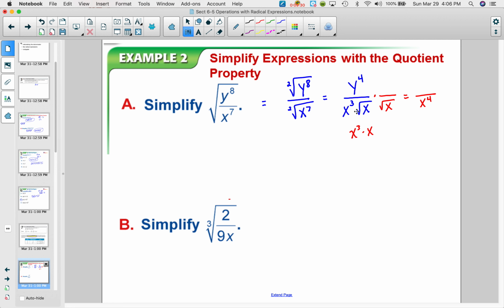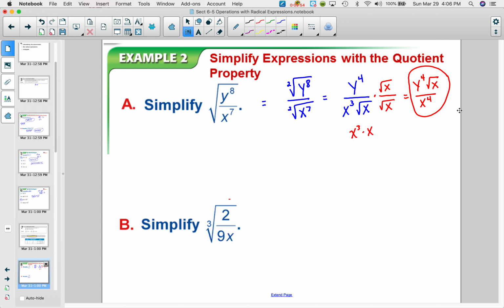Okay, so because this was a square root of x, I wanted to get rid of that, so I multiplied by a square root of x. It cancels out the square root, because I'm squaring that. I just get an x times the x cubed I already had, which gives me x to the 4th. Whatever you do to the denominator, you have to do to the numerator. So my numerator is y to the 4th times the square root of x. And this is my answer.